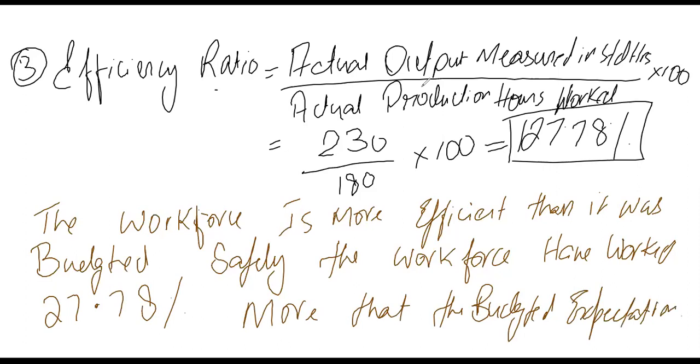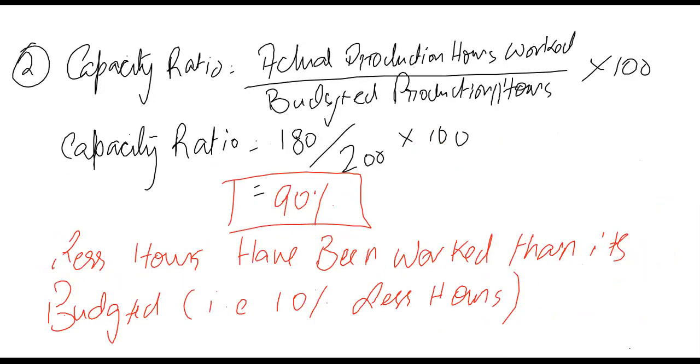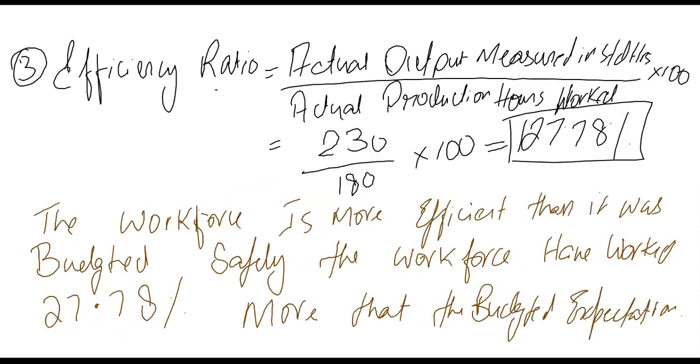So, one of the best conclusions that we can derive from these three ratios is, first and foremost, the production volume ratio, which is basically the depiction of how much you ought to produce and what is the actual production that you have done. Then we came to the second ratio, that is capacity ratio. Capacity ratio states the actual production hours worked divided by the budgeted production hours. Then we came to the efficiency ratio. Efficiency ratio stated the actual production measured in standard hours, how efficient the workforce is in terms of production.